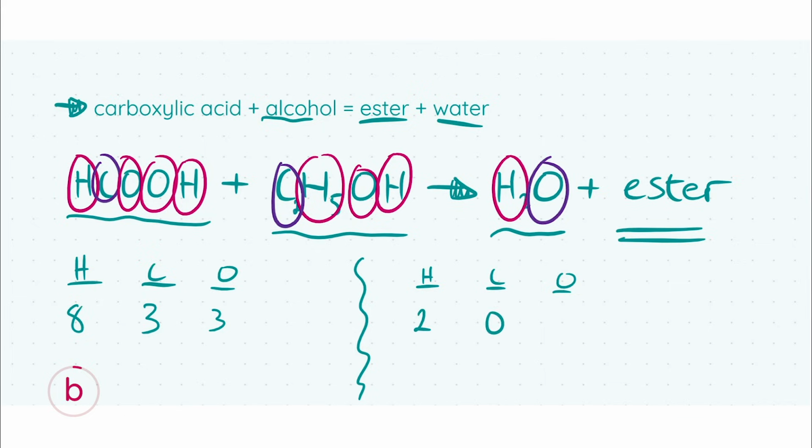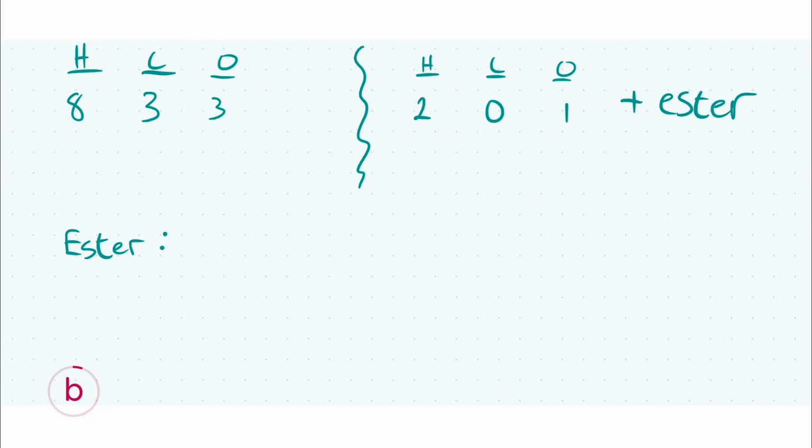So on the right hand side, all we have is water. So we have 2 hydrogens and we also have 1 oxygen. So just writing that down, we're going to have 2 hydrogens, 0 carbons and 1 oxygen. So what I'm going to do now is subtract the right hand side from the left hand side to give us the needed chemical formula for our ester.